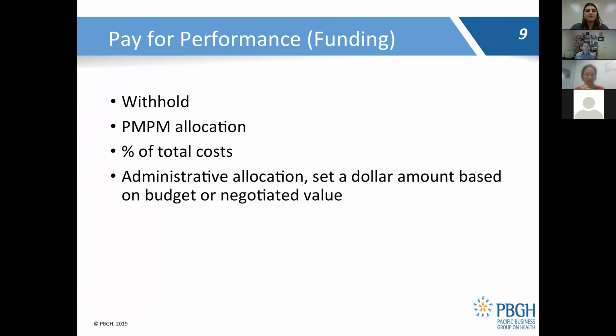The next slide. With respect to pay for performance, there's a mix of how the dollars are allocated for funding the pay for performance. In some cases, it may be set as a target amount. In other cases, it may be a reduction in the fee for service payment in the form of a withhold, so that the dollars are pooled for distribution at the end of a reporting period. In some cases, the allocation may be based on membership or some other administrative allocation based on a negotiated dollar amount. Next slide.